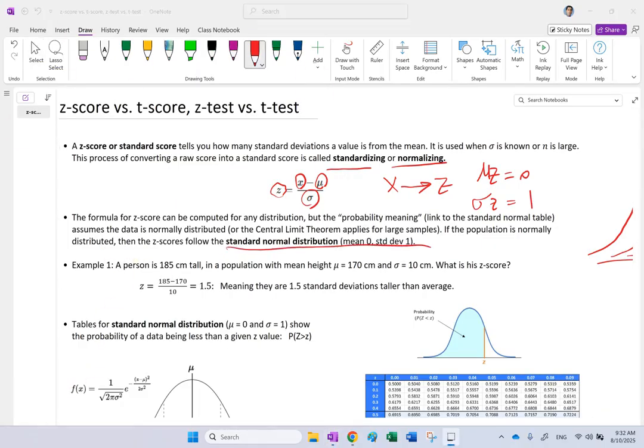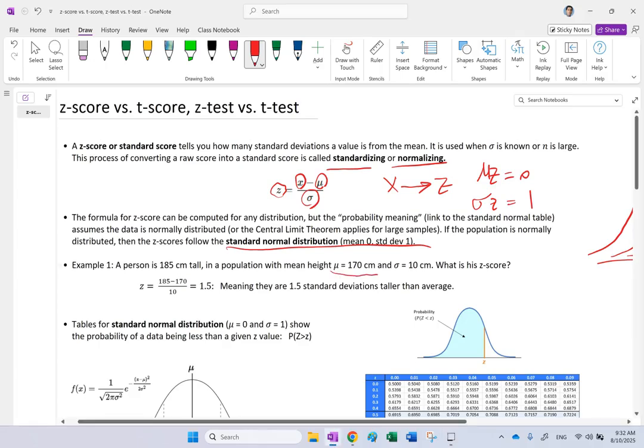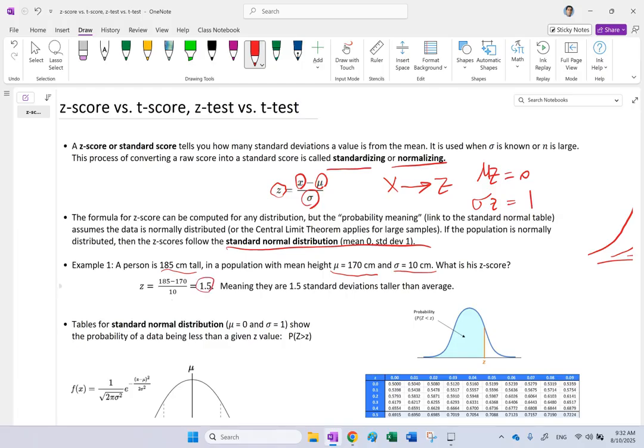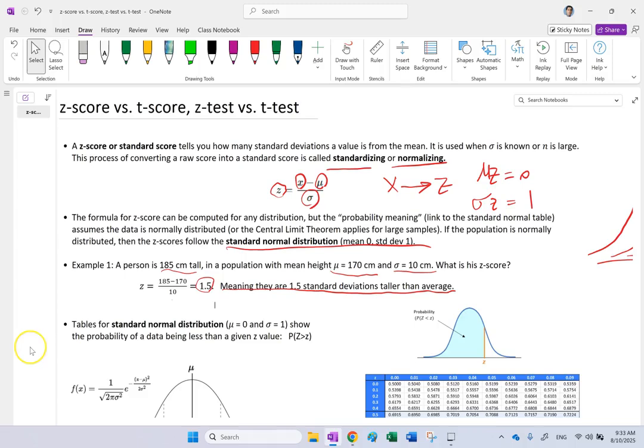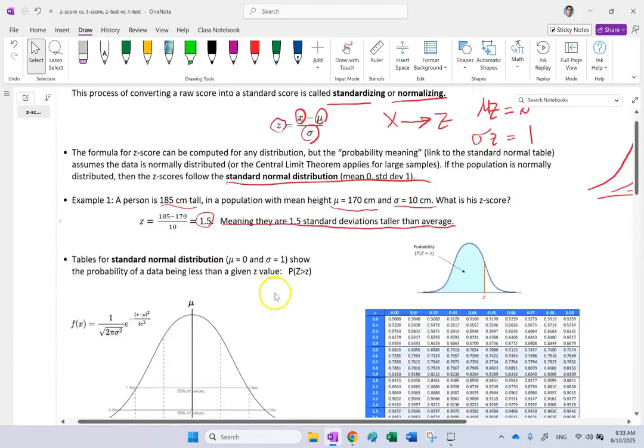For instance, let's say there is a population of people with an average height of 170 centimeters and a standard deviation of 10. If you have a height of 185, what is your z-score? Well, simply 185 minus 170 over 10 is 1.5. Now, what's the meaning of this 1.5? It means you are 1.5 standard deviations away from the average, okay? And you might say, okay, what does that mean? I'm 1.5 standard deviations away from the average. What does it imply? What's the meaning of that?